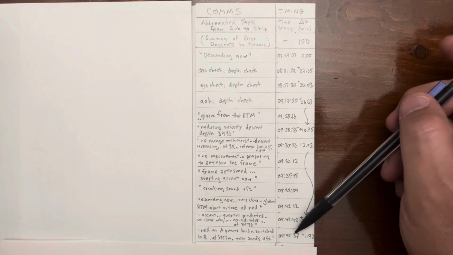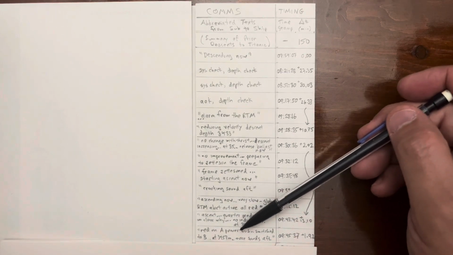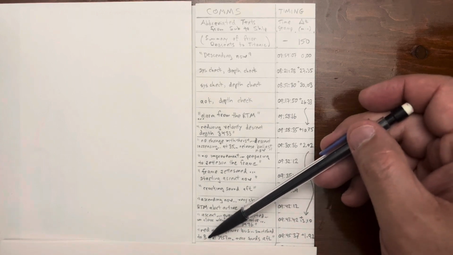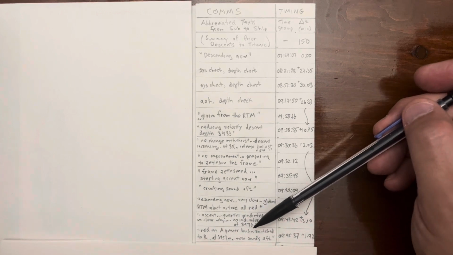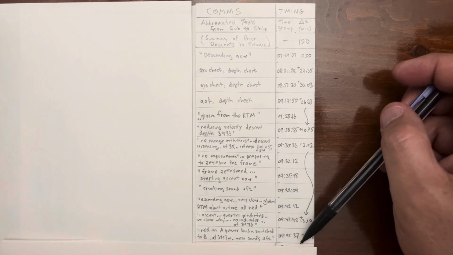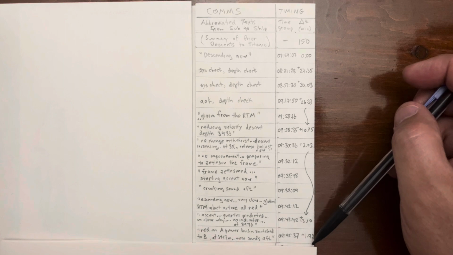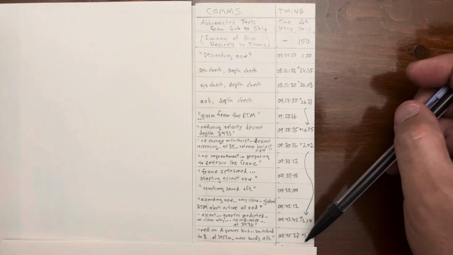At 09:45:37, he transmits red on A power bus, switched to B. At 3457 meters, more sounds aft. And that was the last transmission from the Titan to the Polar Prince. All other transmissions are from the Polar Prince to the Titan, asking for status, but not getting any response.